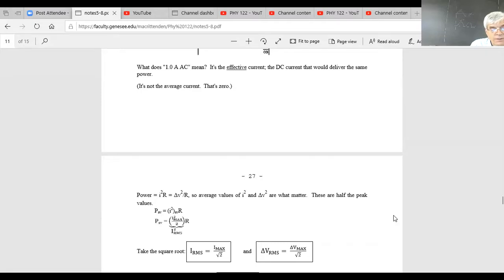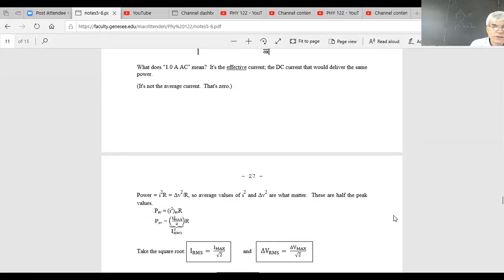And so the square of the effective current would be I max squared over 2, but nobody wants to go around talking about square amps all the time. So you take the square root of it. This is another type of average. The word average usually means that you calculate the mean. You add the numbers together and then divide by how many numbers there were.